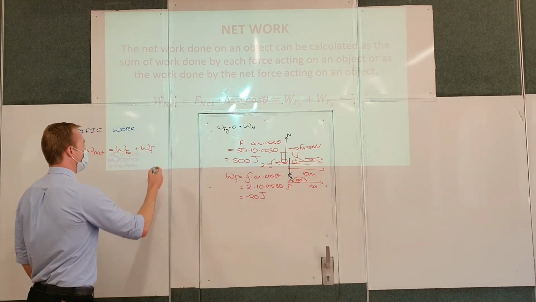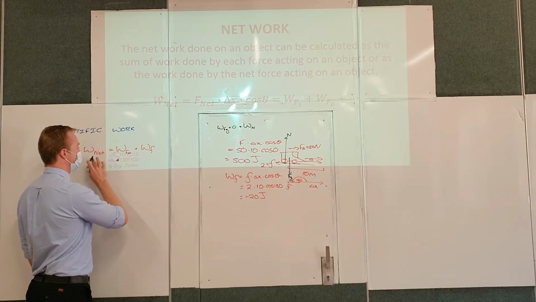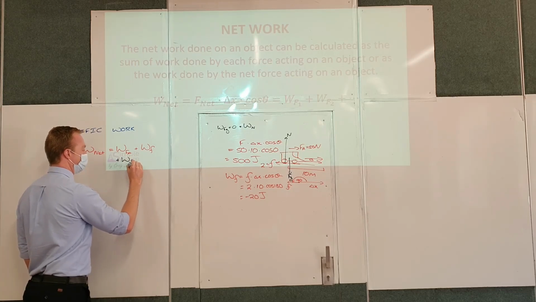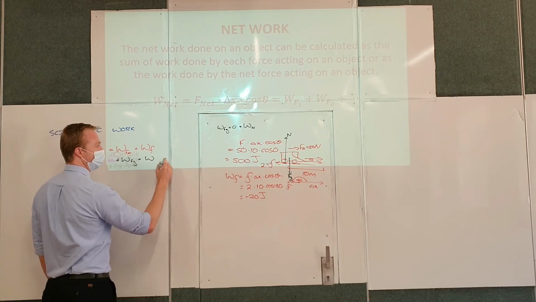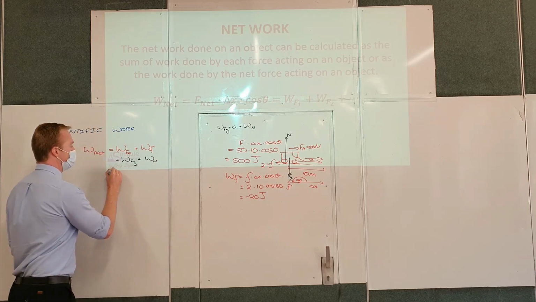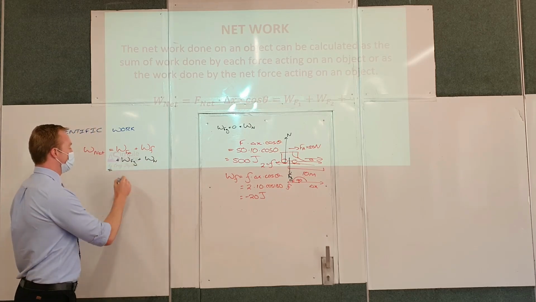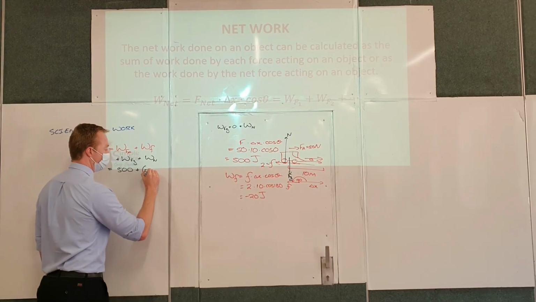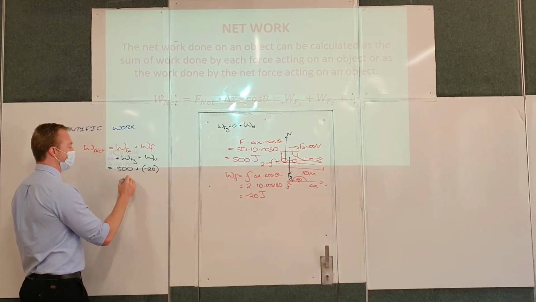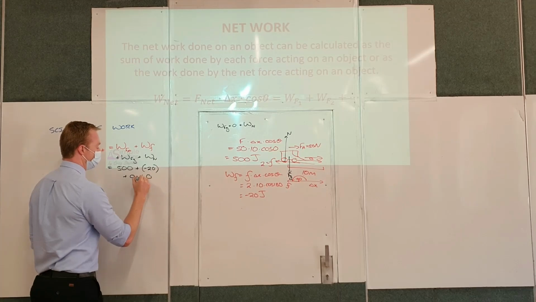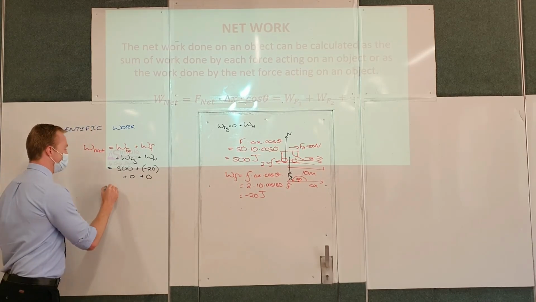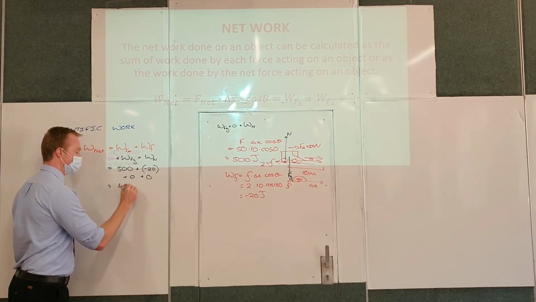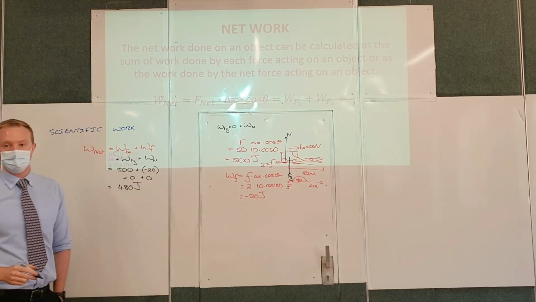So you will see in some examples we actually write out the net work is equal to the sum of all of those. It is not necessary, but you can do it, where you would then say that the work done by the applied force was 500 joules, the work done by the frictional force was negative 20, and then the work done by the other two was 0 each, which means that our net work is then 480 joules.